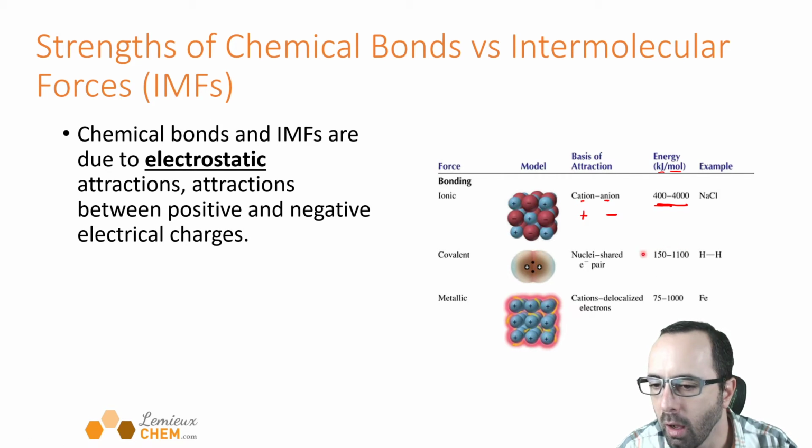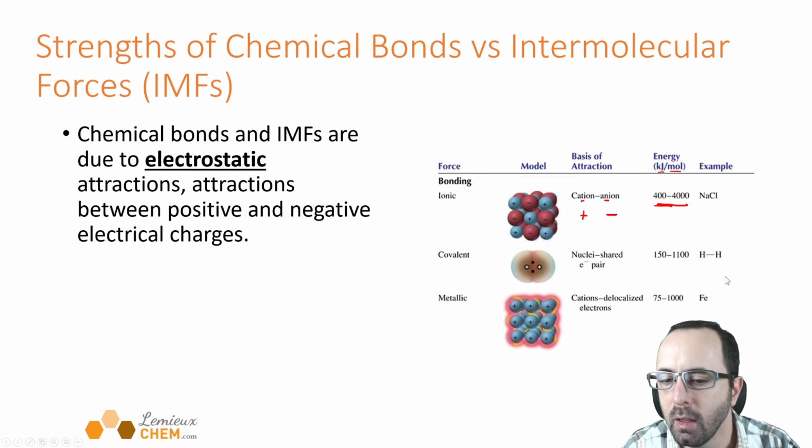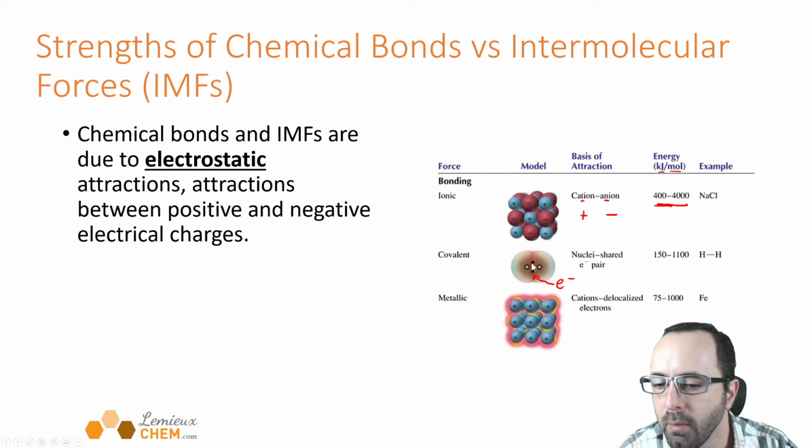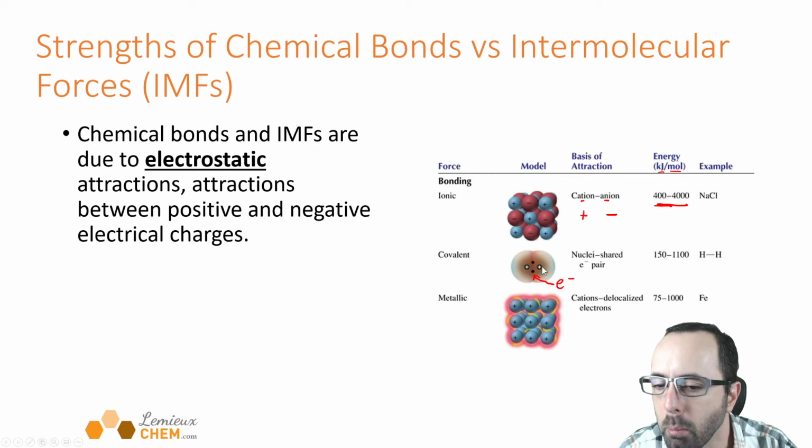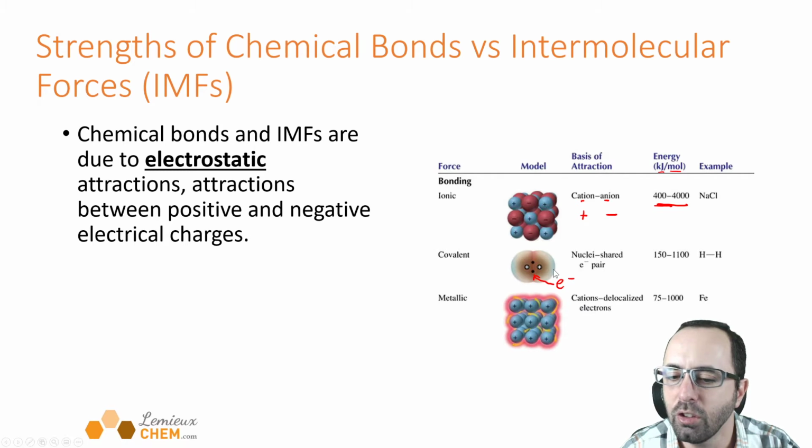Covalent bonds are not as strong. This is an example of a strong bond between hydrogen and hydrogen. Again, this is because there's no fully positive or fully negative ions. There's just a sharing of electrons. Right in the middle here, you see these are the negative electrons, and these are the nuclei. The electrons are in between the two nuclei, and they serve as a kind of glue to hold the nuclei together. And so the bonds within the molecule are very strong. But what we'll see later is that the attraction between molecules is not nearly as strong.